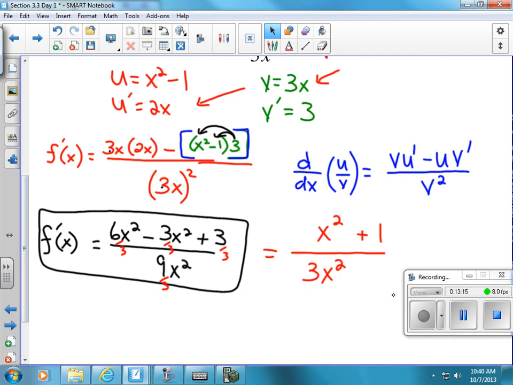And that is the quotient rule. I know I went very fast, but please use the stop function of your video and make sure you can take good notes, because you will be turning your notes in. That's the end of rules for differentiation.